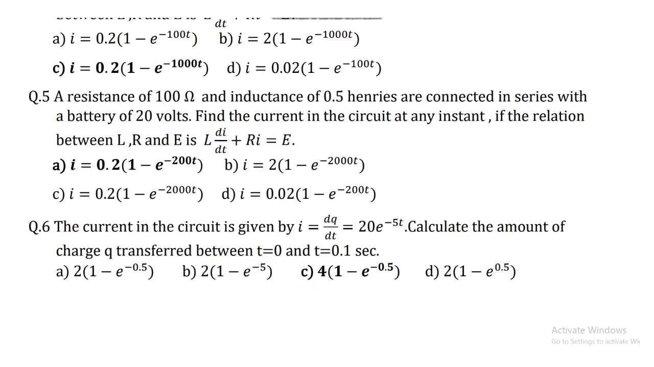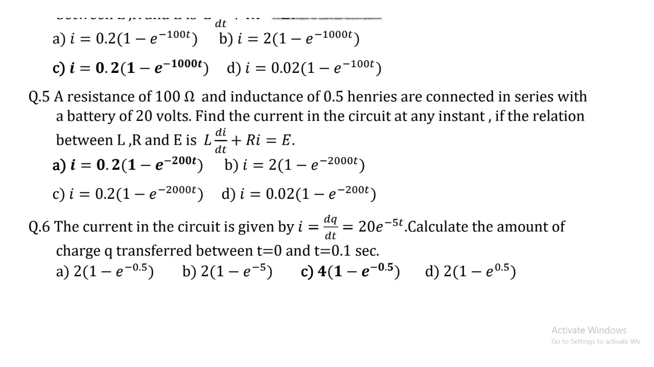Question number 5 is, resistance of 100 ohm and inductance of 0.5 henries are connected in series with a battery of 20 volt. Find the current in the circuit at any instant if the relation between L, R, E and i is L di upon dt plus Ri is equal to E, and the answer is i is equal to 0.2 in bracket 1 minus e raised to minus 20 t.